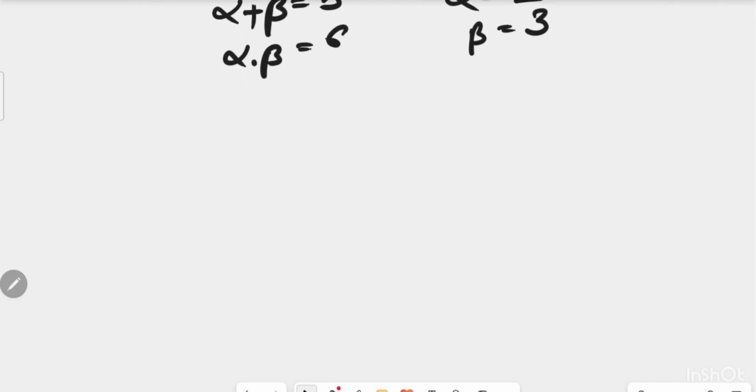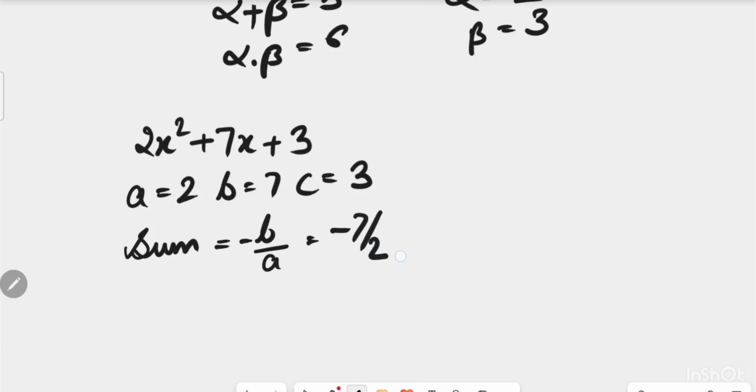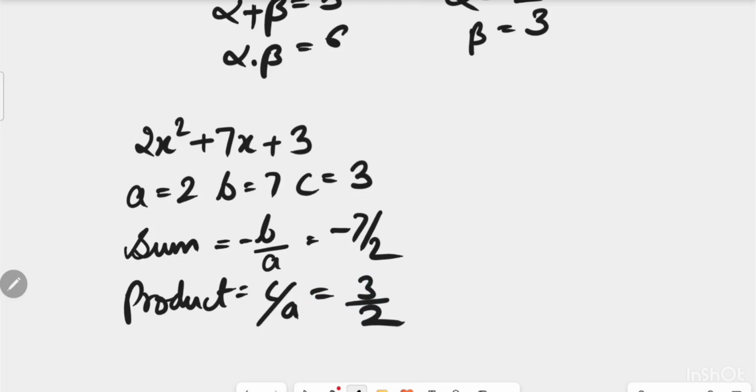Now we can try another example, 2x square plus 7x plus 3. Here a will be 2, b will be 7 and c will be 3. So what will be the sum? Sum will be minus b by a, that is minus 7 by 2, and product c by a, that is 3 by 2.